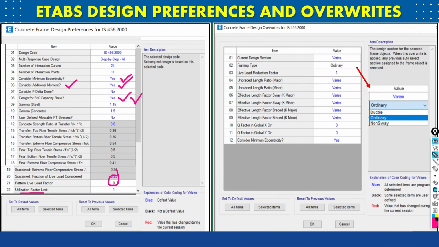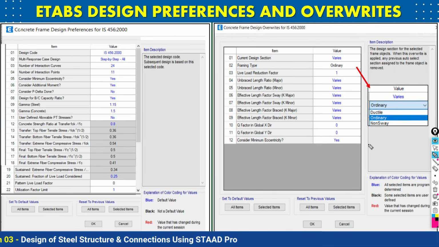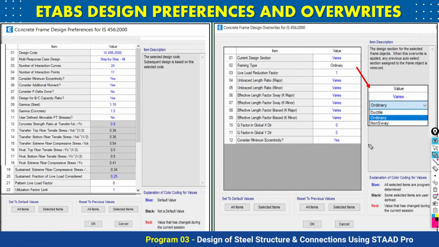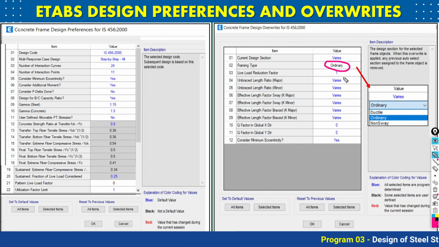And we also have to understand what framing type you should consider. Either you should consider the ductile framing, or the ordinary framing, or the sway or non-sway. This is a very important parameter, or option, to choose. Based on that, the entire structure design is dependent.